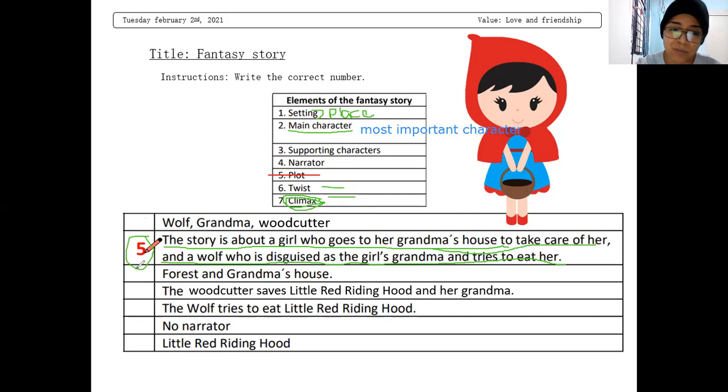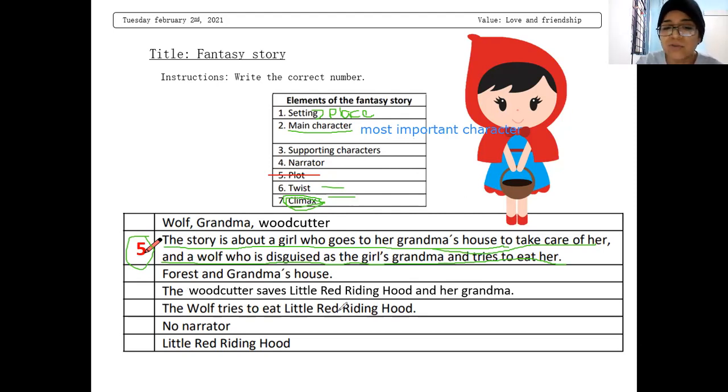Okay, and you're going to write in here. Aquí me vas a escribir en esta columna los números que correspondan. Por ejemplo, aquí dice wolf, grandma, woodcutter. ¿Qué será eso? ¿Serán los narrators? ¿Será setting? ¿Será main character? ¿Será supporting characters? ¿Cuál de estos números se trata este que dice wolf, grandma, woodcutter? Y tú me lo escribes aquí, en este cuadrito. Luego abajo dice forest en grandma's house. Es uno de lo que te di de ahorita de vocabulario. Forest en grandma's house. What is it? ¿Qué es? Setting, supporting character, narrator, twist, what?